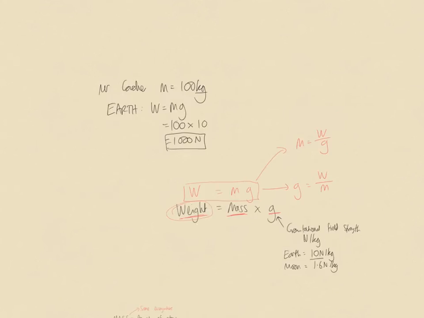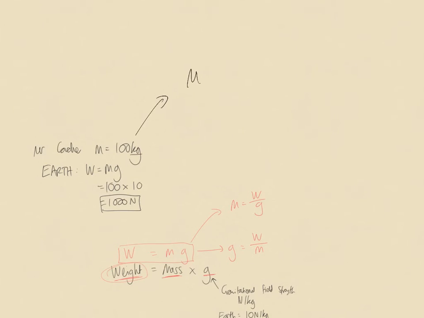Let's go to the moon now. Mr. Gardner's just going on a little trip to the moon. And you can see that here, if we do weight equals mass times gravity again, the mass is the same, as we say it's the same everywhere. But now we're timing it by a weaker gravity of 1.6. They'll give it to you in the exam. If we do that calculation, we get 160 newtons.